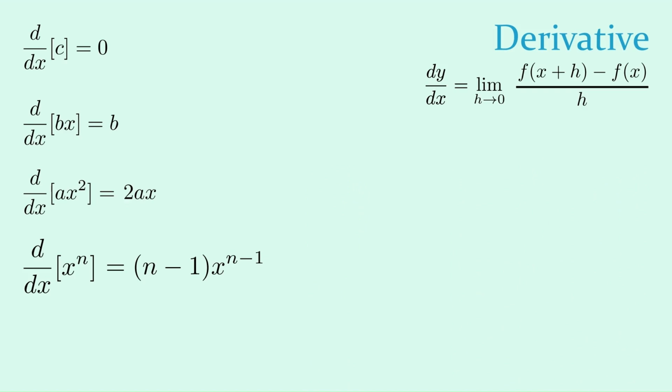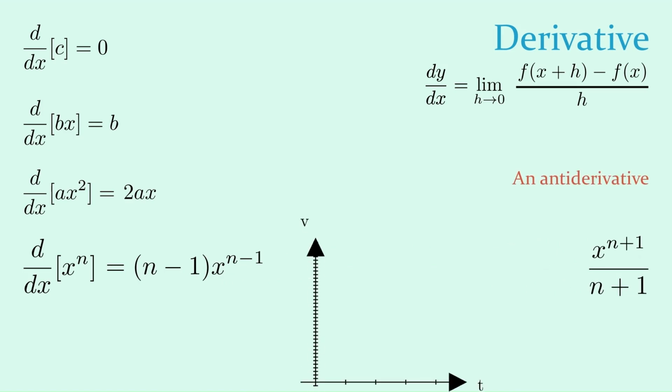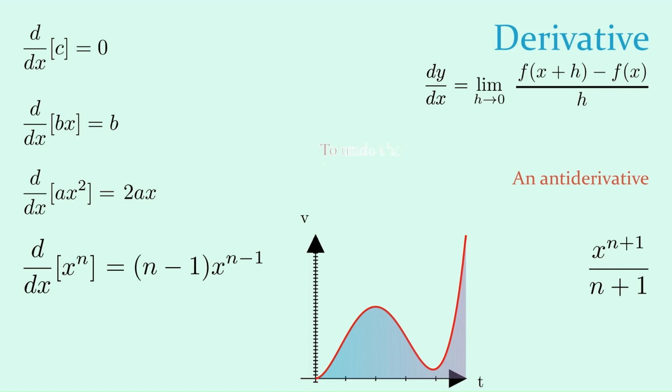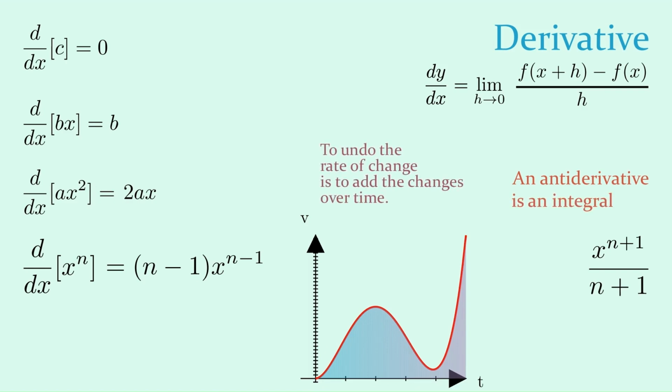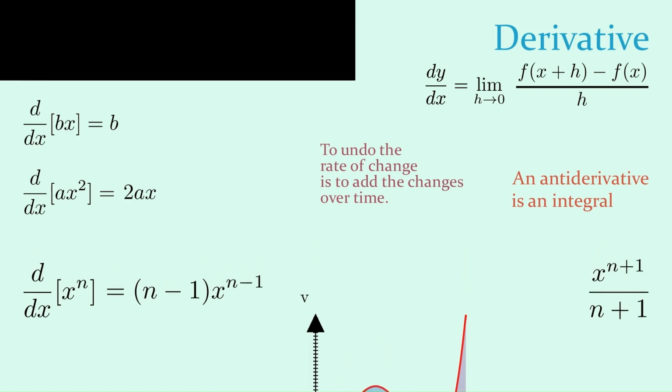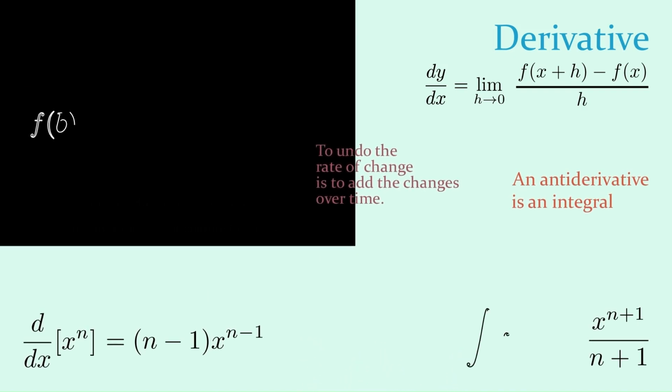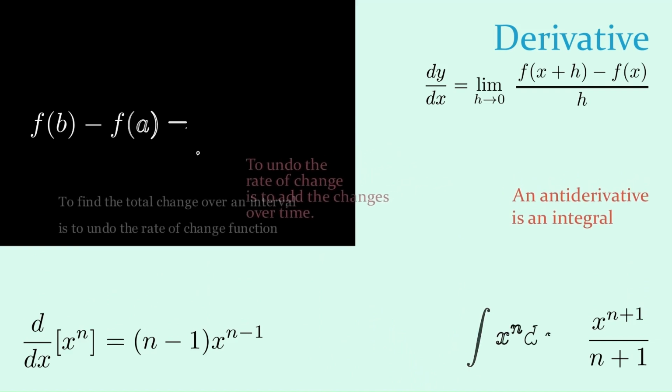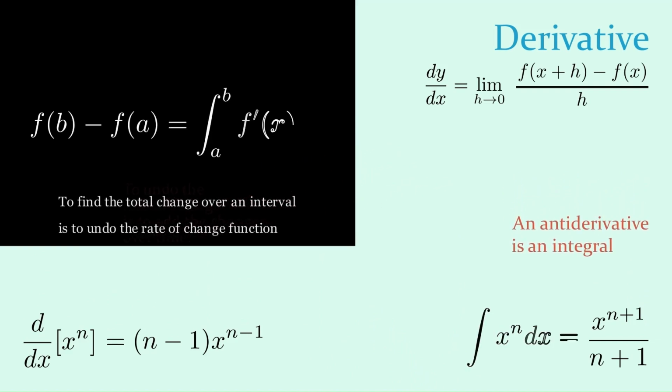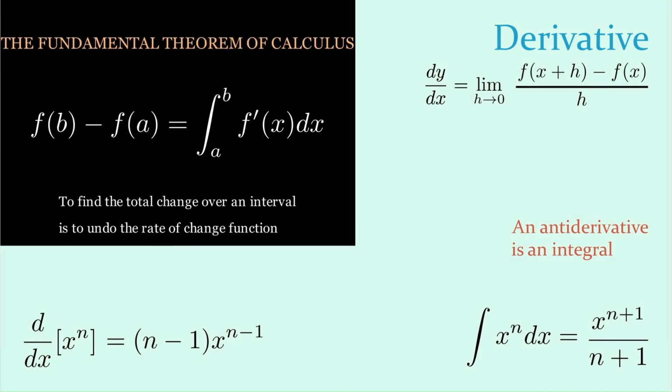One last thing. It's just as easy to follow that power rule backwards, giving an antiderivative. For example, starting with speed and ending with distance, and we've already seen this. To undo the rate of change is to add up all the little changes over each time step, which is the same thing as integration. Time to tie it all together. Finding the difference in value between 2 points of a function is the same thing as integrating that function's derivative between those points. And that's fundamental.